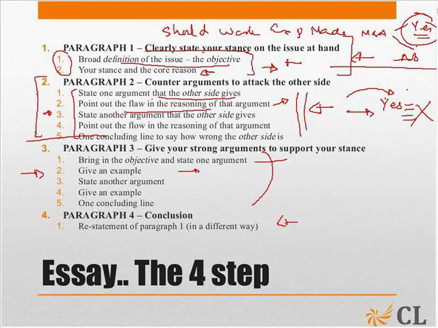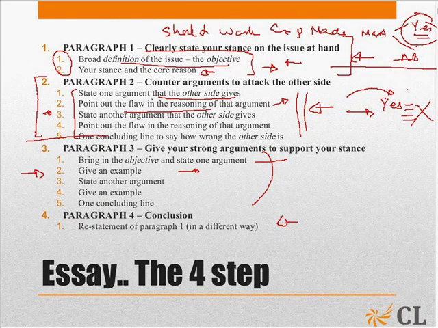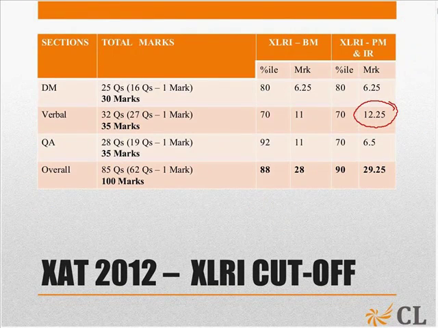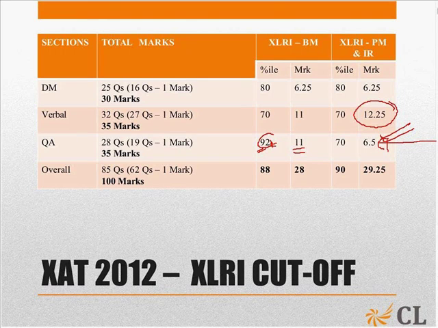Quant cutoff for 2012. Let me put that. 6.5 marks for all of you who are looking at it. I think something's wrong with the 92 percentile. Okay, this is not 92 percentile. Anyway, the marks are correct. So 6.5 marks for someone who's looking at PM and IR, and BM 11 marks.